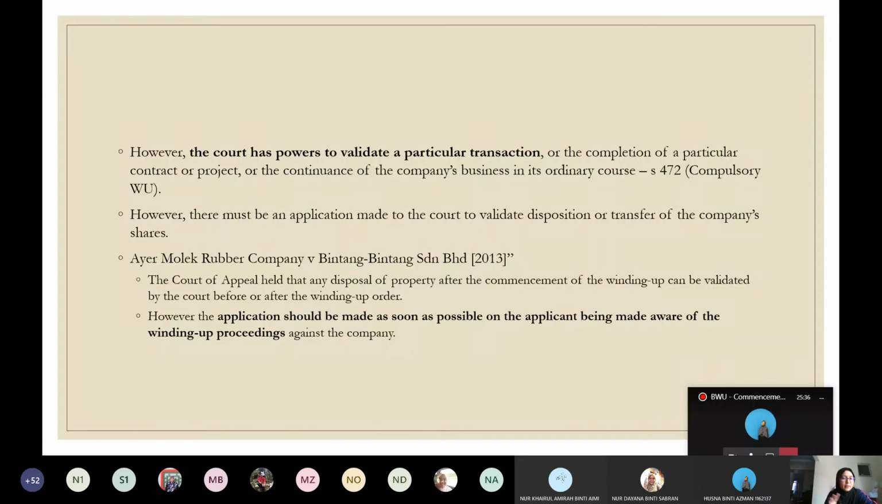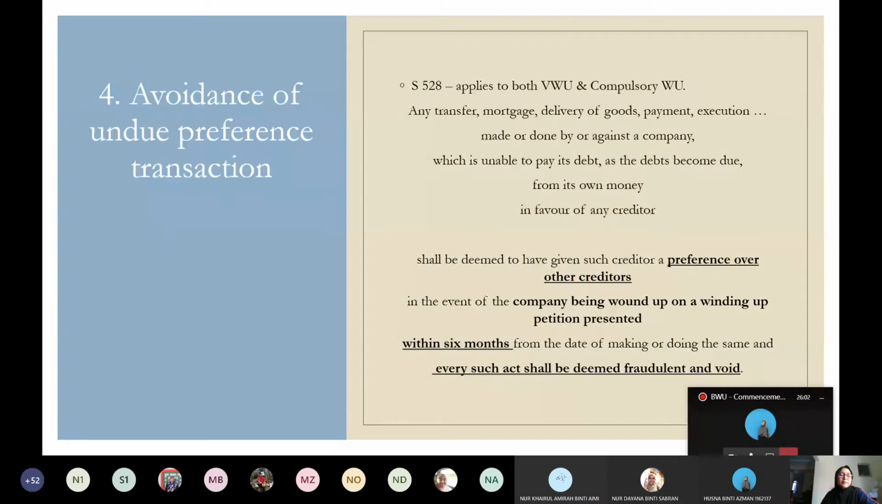Dia tak bolehlah tunggu sampai mungkin lama-lama sampai winding up proceeding tu has been over, for example, before going to court in order to validate the transaction. Okay, so as soon as possible ni first matter of fact jugalah for the court to see whether it is reasonable, the time frame is reasonable or not. Okay, so that is about the disposition of the property which cannot be done except with the liquidator's sanction. Okay, so that is number 3.